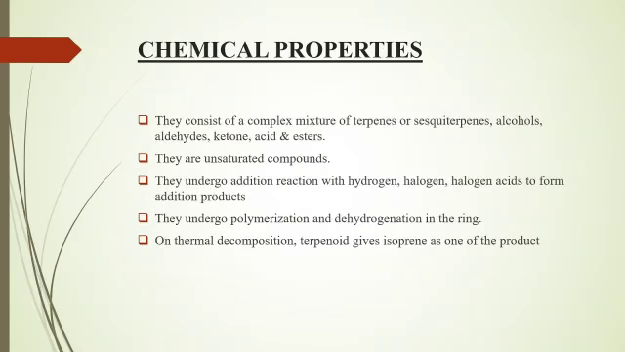And what are the chemical properties? They consist of a complex mixture of terpenes or sesquiterpenes, alcohols, aldehydes, ketones, acids and esters. They are unsaturated compounds. They undergo addition reactions with hydrogen and halogen acids to form addition products. They undergo polymerization and dehydrogenation in the ring. On thermal decomposition, terpenoids give isoprene as one of the products.